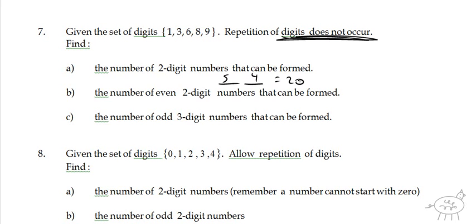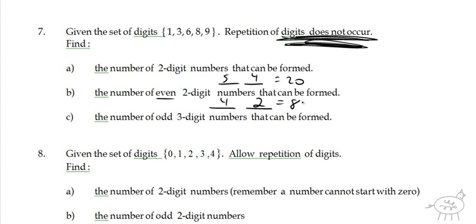The number of even 2-digit numbers. There's a restriction here. Even 2-digit numbers. Okay, well, look at the numbers. 1, 3, 6, 8, 9. Do you guys agree it can only be 6 and 8? So there's only 2 possibilities. I use one of those numbers because, again, repetition does not occur. I use one of the numbers. I only have 4 left, right? So that's why it's 4 times 2, which is 8.